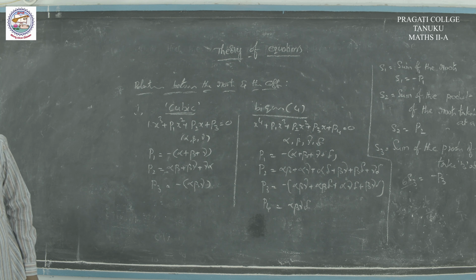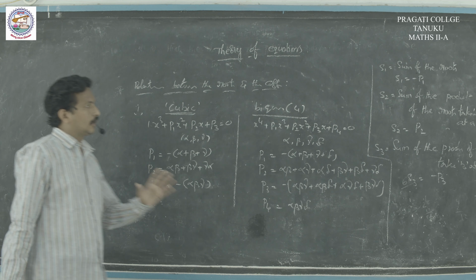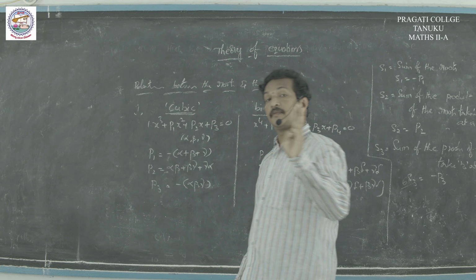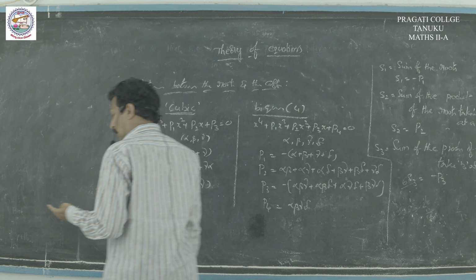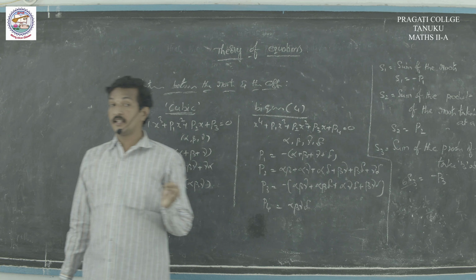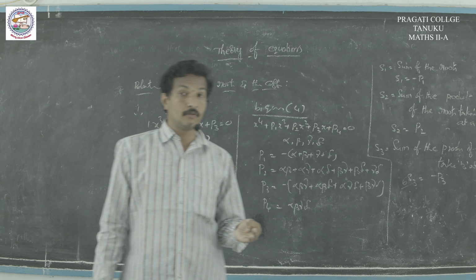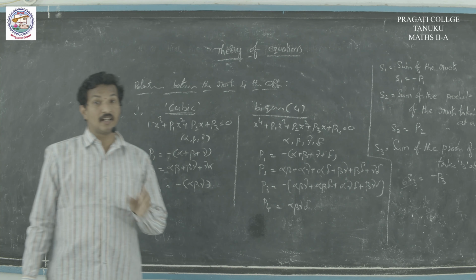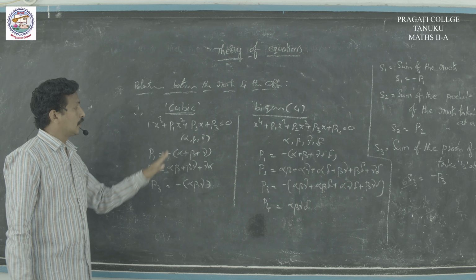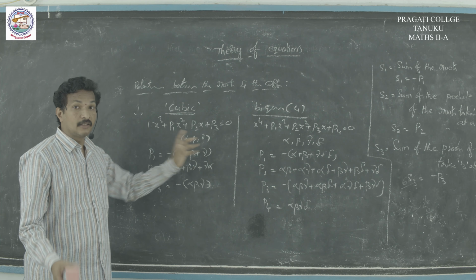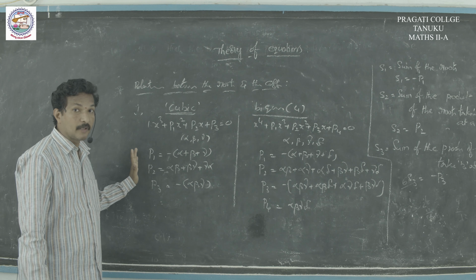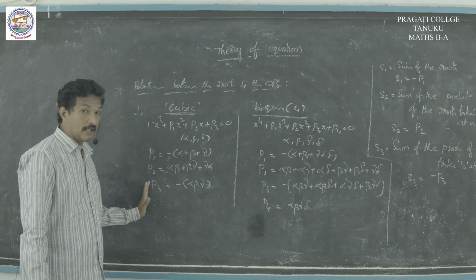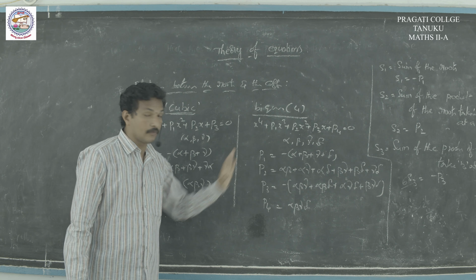So, in today's class: if alpha, beta are the roots, then the equation is x minus alpha into x minus beta equal to 0. If alpha, beta, gamma are the roots, then the equation is x minus alpha into x minus beta into x minus gamma is equal to 0. If alpha, beta, gamma, delta are the roots, then x minus alpha into x minus beta into x minus gamma into x minus delta is equal to 0. Suppose a cubic equation has roots alpha, beta, gamma; then the relations between them are P1 is equal to minus of alpha plus beta plus gamma, P2 is equal to alpha beta plus beta gamma plus gamma alpha, P3 is equal to minus alpha beta gamma, and similarly for the fourth degree equation.